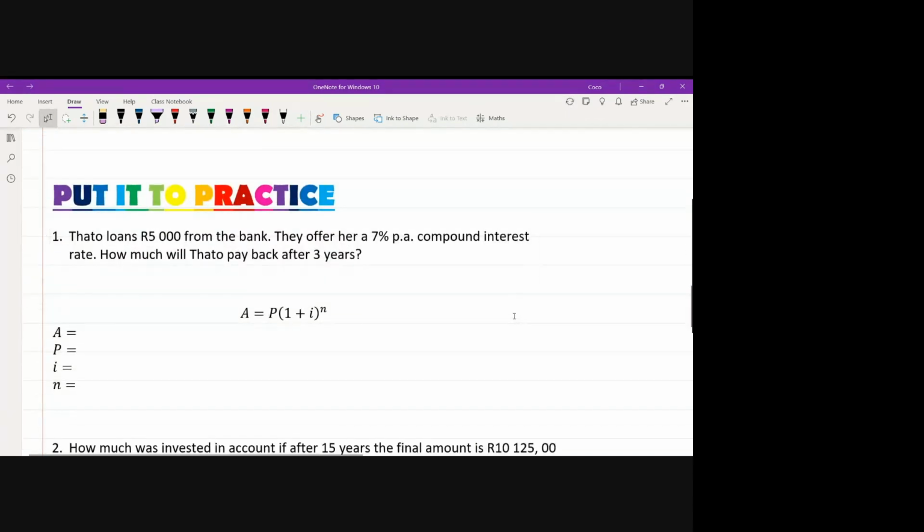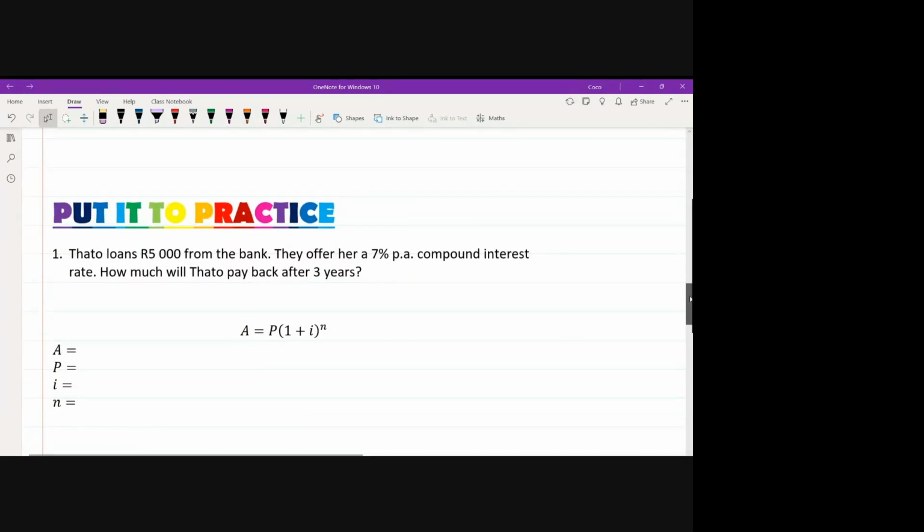Here's our first calculation. It says, Tato loans 5,000 Rand from the bank. They offer her a 7,000, guys, I don't know what's going on with my English today. 7% per annum compound interest, and they will always make it obvious, guys. They will always make it obvious whether it's simple interest or compound interest, so you know exactly which formula to use. Okay, then it says, how much will Tato pay back after 3 years?